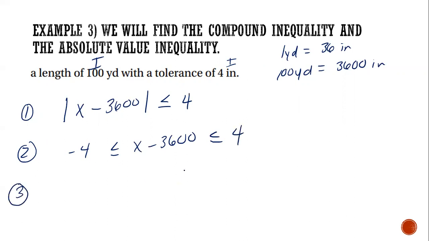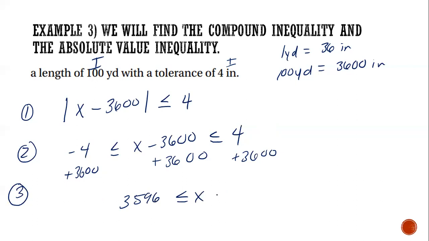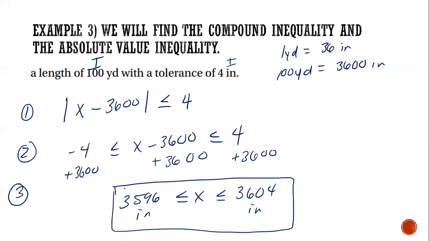So in order to solve this, what do I need to do? I'm going to add 3,600 to all parts of the inequality. So what's 3,600 minus 4? Anybody? Somebody? 3,596. And we're almost done. And what's 3,600 plus 4? There we go. And this is in inches, correct? And so that's my max and my min. And this is where we're going to stop, and tomorrow we will complete the back. Doable?